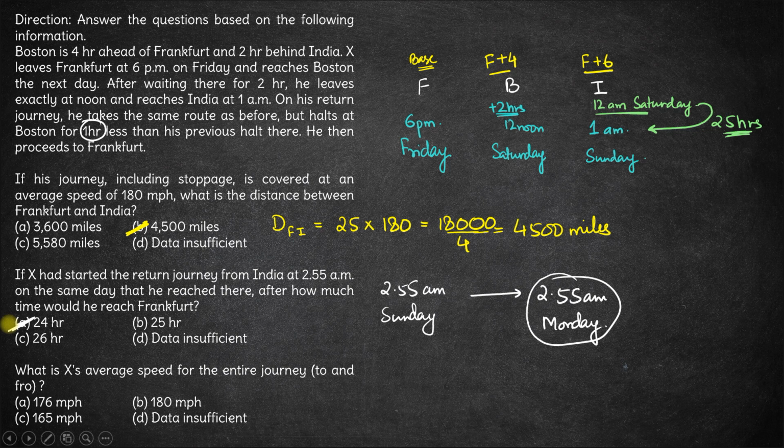Okay. Now finally, in the last question, we need to calculate what is X's average speed for the entire journey to and fro. Now this is a standalone question, right? We cannot use this information here, so we don't know the distance between Frankfurt and India. So we don't know what is the total distance and what's the total time to go from Frankfurt to India and then come back. Since we don't know both distance as well as time, it's not possible to calculate the average speed for the entire journey. So the answer to this question must be option D, data is insufficient. Thank you.